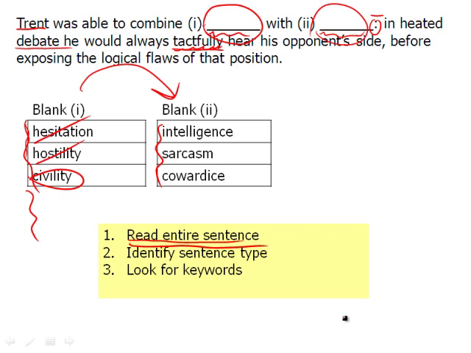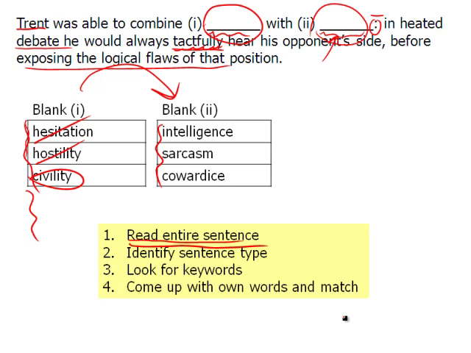It says, before exposing the logical flaws of that position. So that's great. This guy Trent was a very good debater. He would listen to the other side, but then show how the other side was wrong. So what did he have here? Well, he combined politeness, civility, with an ability to reason and argue. And so that's going to be the word that I can come up with here and match to the answer choice. Again, you don't need to come up with an exact word, but a phrase.